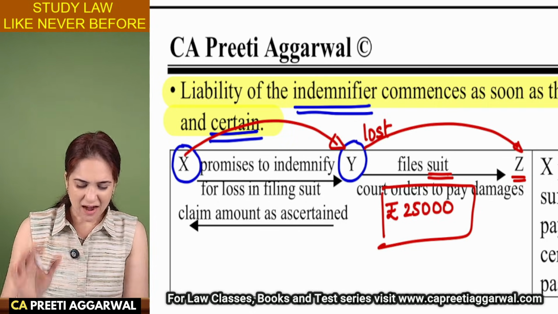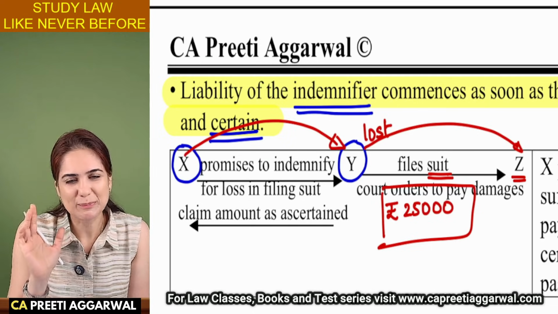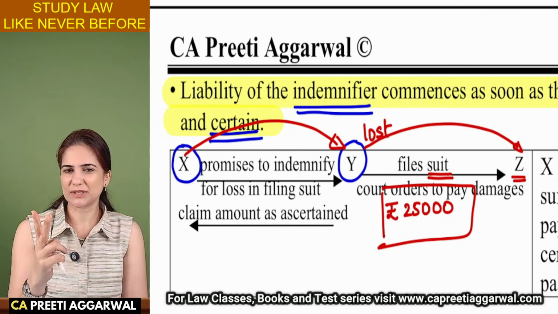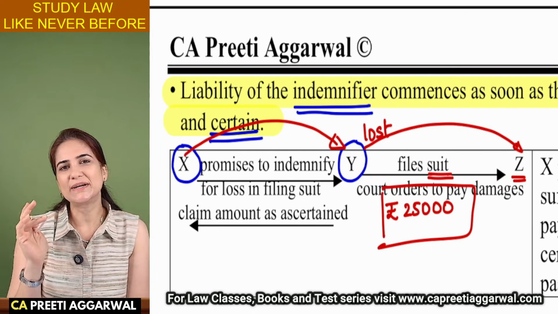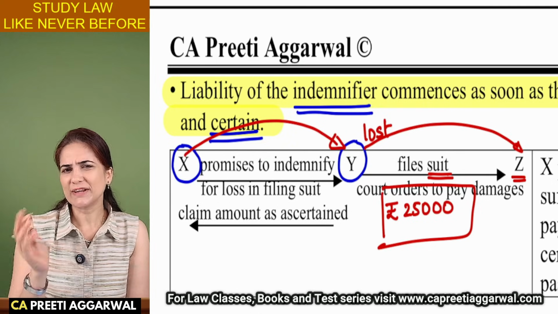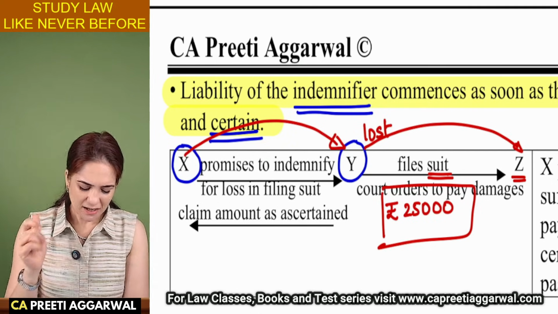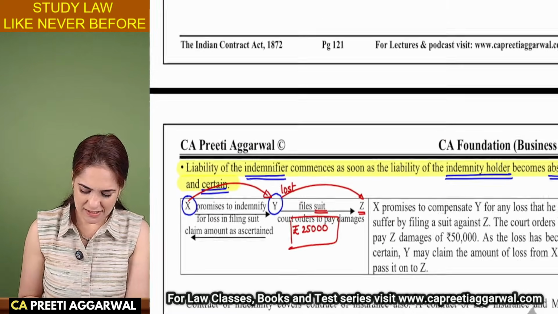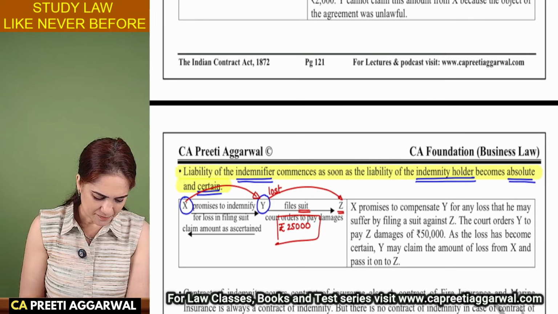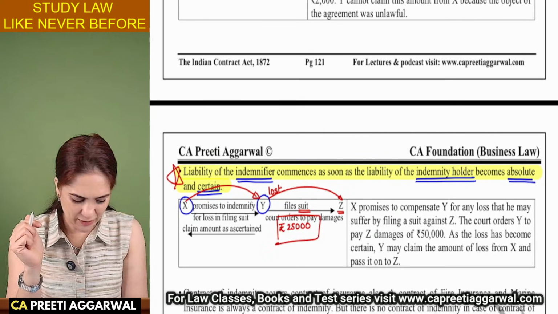So guys, these are the main important points of indemnity. There are only two sections, 124 and 125. Not very important for exam, but yes, a few questions have been asked in the past on this. Then on insurance, they have asked a question.